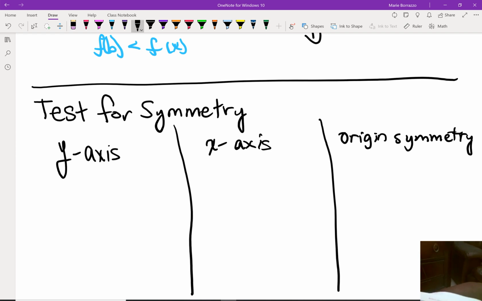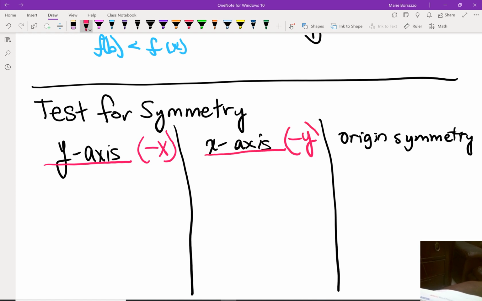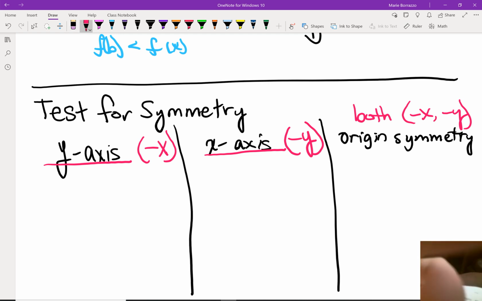What I need you to understand is when I'm testing for y-axis symmetry, I make the x its opposite sign. If it happens to be positive, I'll use a negative. If it's negative, I'll use a positive. When I test x-axis symmetry, I'm going to take the y and I'm going to make it the opposite sign of whatever it is. When I test for origin symmetry, we're going to test both. And we're going to do that by using a negative x and a negative y, or basically the opposite sign of whatever it happens to be in the equation.